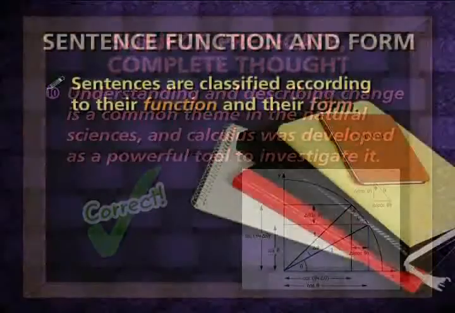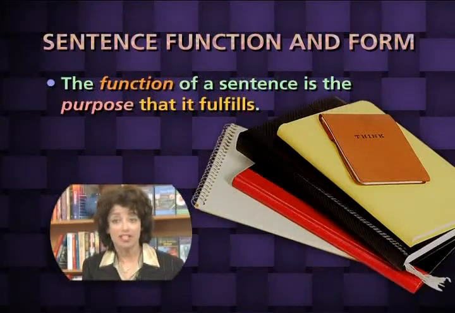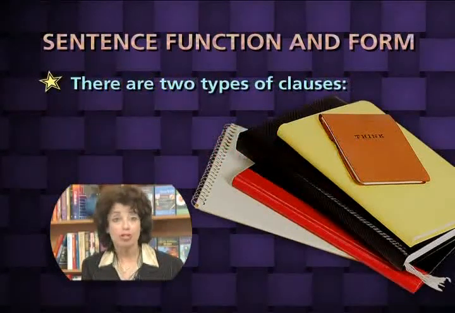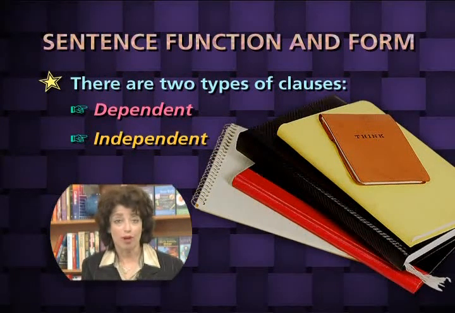Sentences are classified according to their function and their form. The function of a sentence is the purpose that it fulfills. The form of a sentence is the number and the type of clauses that it has. There are 2 types of clauses, dependent and independent, and we'll talk about that in a few moments.